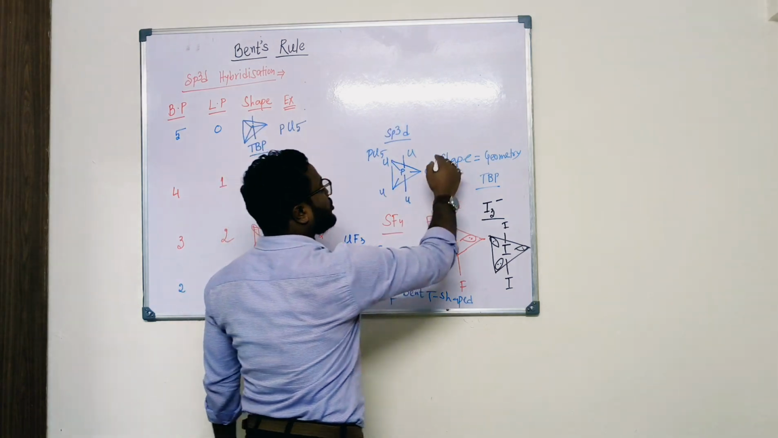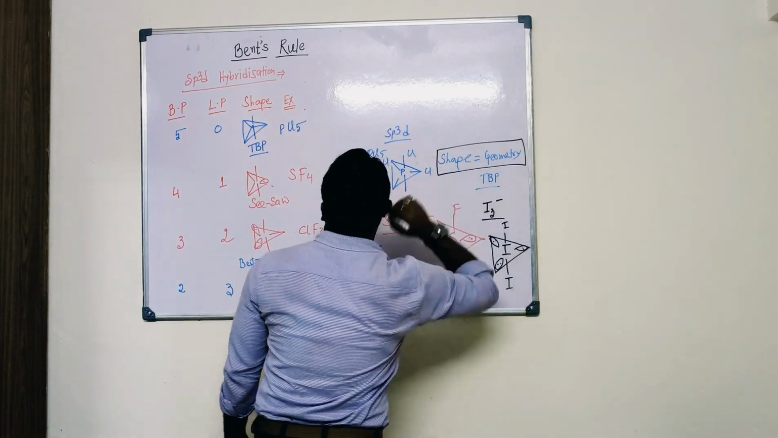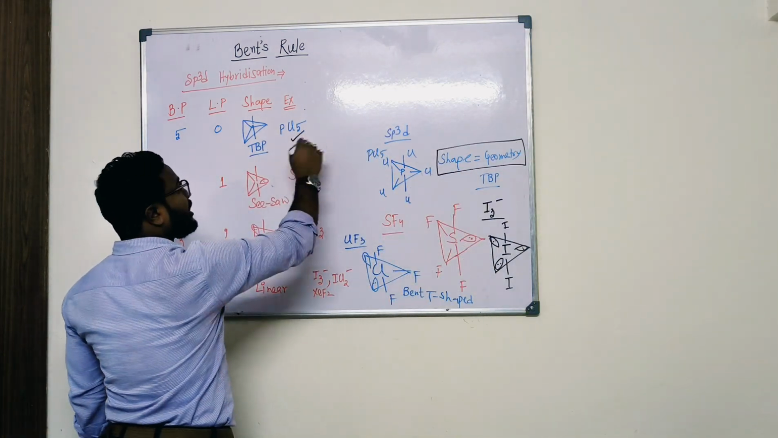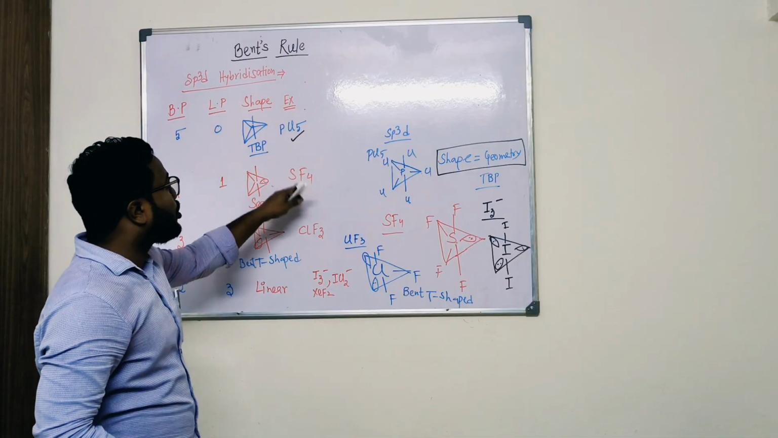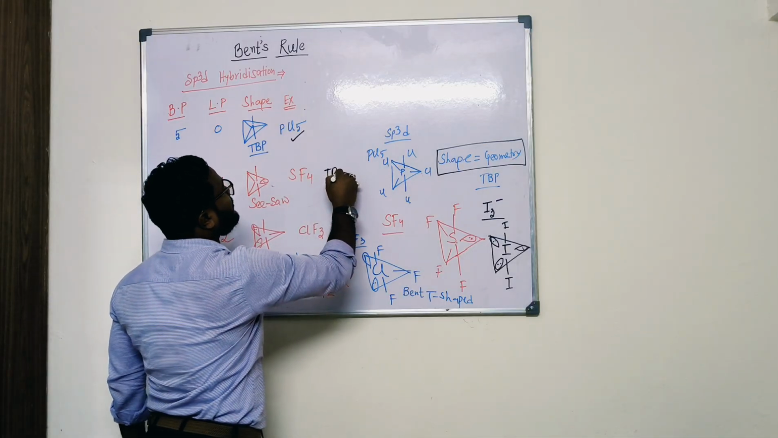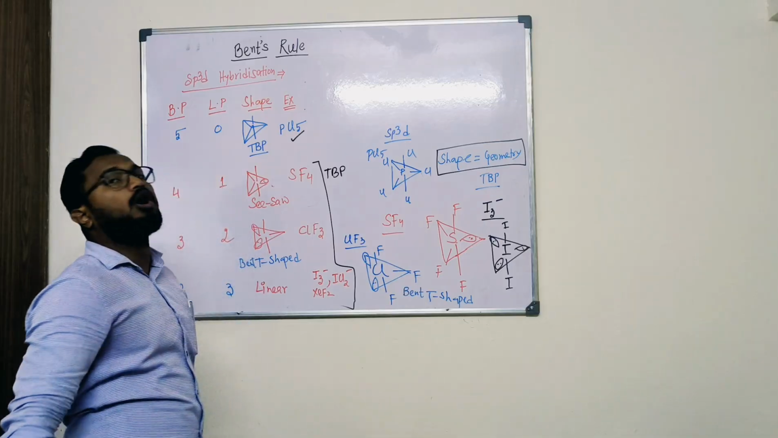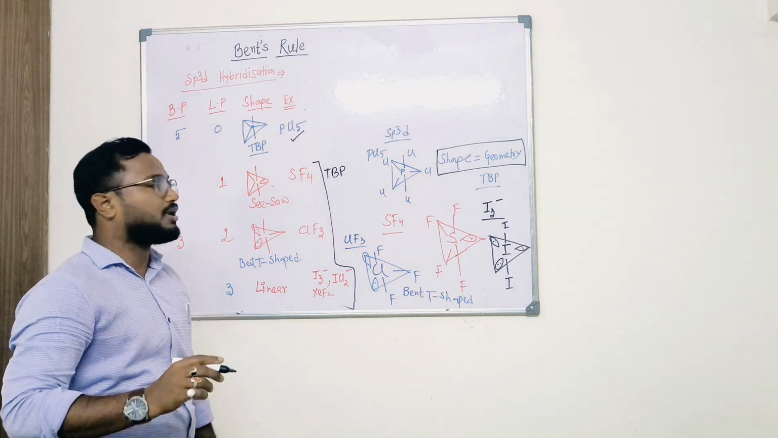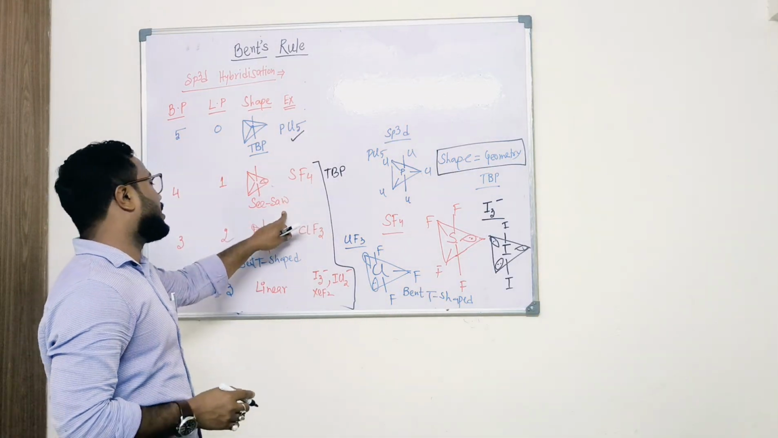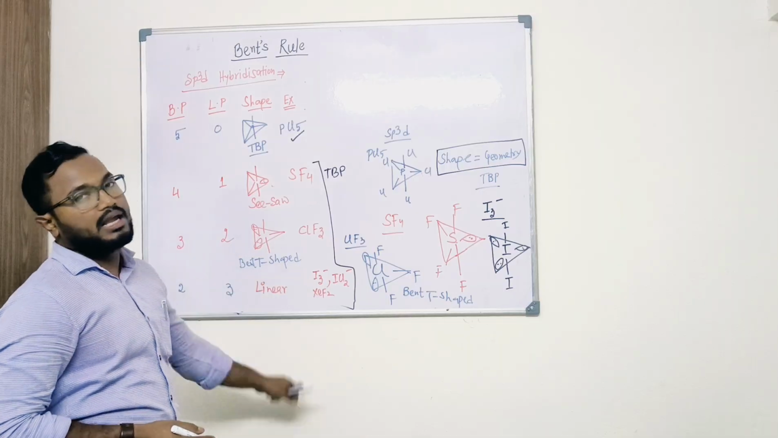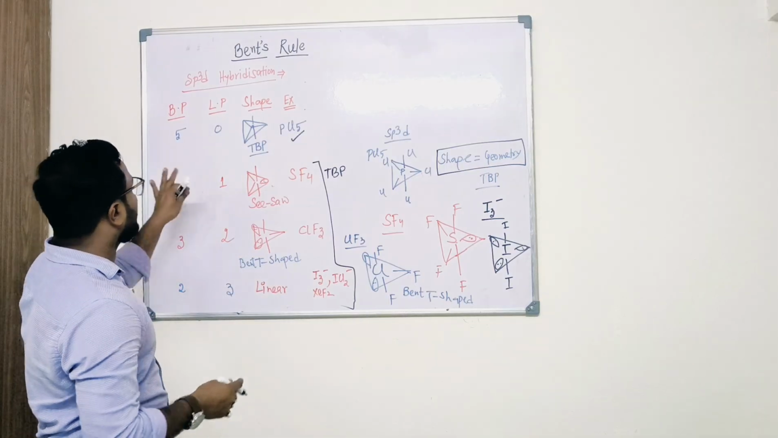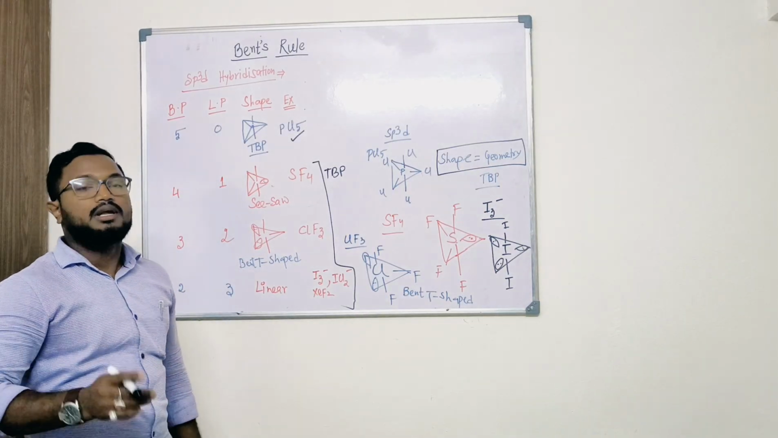In the rest of the cases, only in the first case shape equals geometry. In all the other cases, the geometry is TBP. All are TBP, all the examples we have taken. Their geometry is TBP, but the shape is different: one is seesaw, bent T, and linear. I think you have understood this part of Bent's rule.